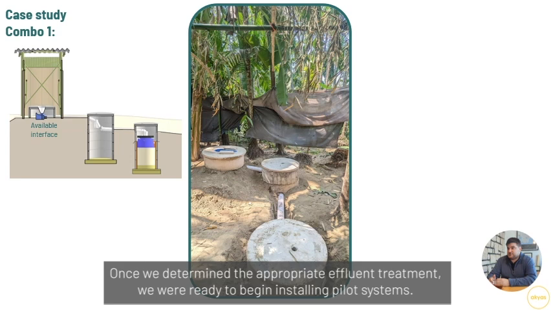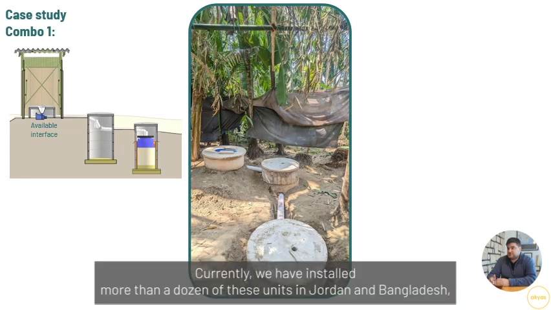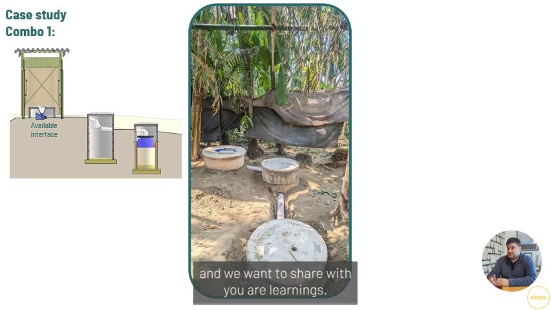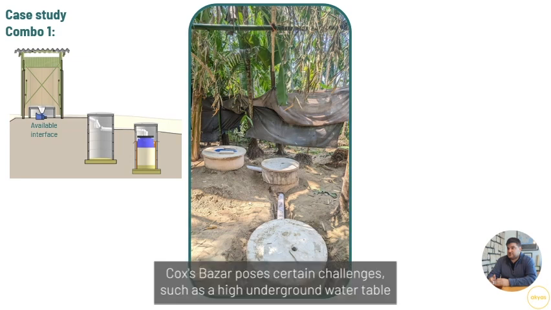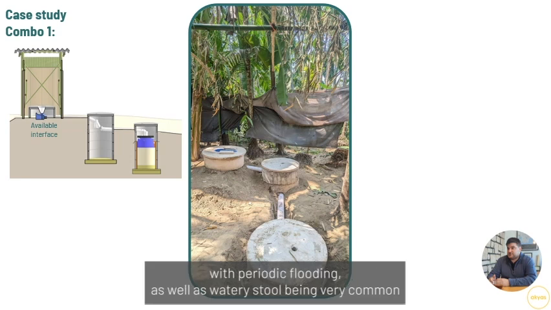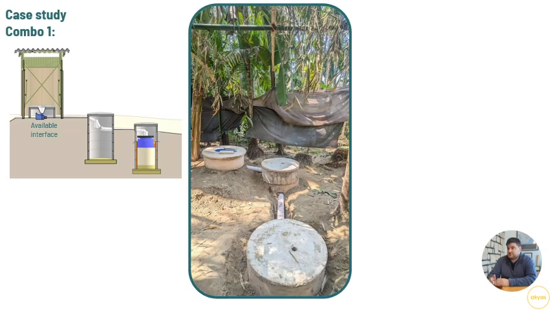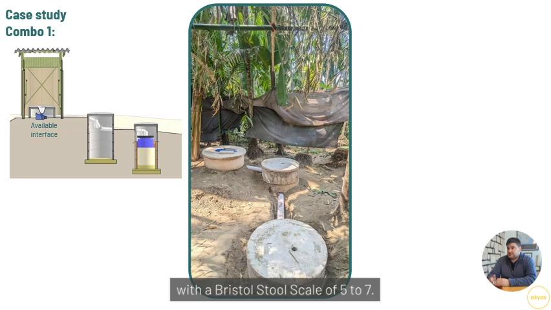Once we determined the appropriate effluent treatment, we were ready to begin installing pilot systems. Currently, we have installed more than a dozen of these units in Jordan and Bangladesh, and we want to share with you our learnings. One system combination is in Cox's Bazar, serving 5 to 6 users per day. Cox's Bazar poses certain challenges, such as a high underground water table with periodic flooding, as well as watery stool being very common, with a Bristol stool scale of 5 to 7.